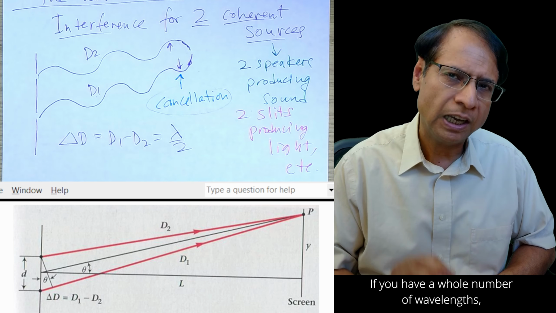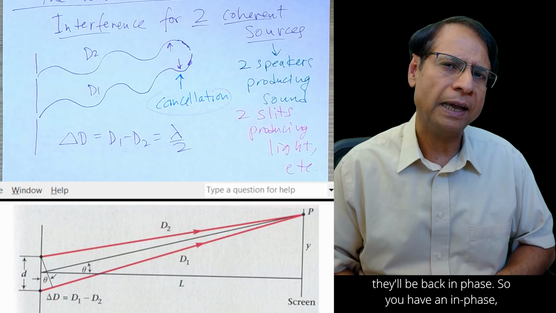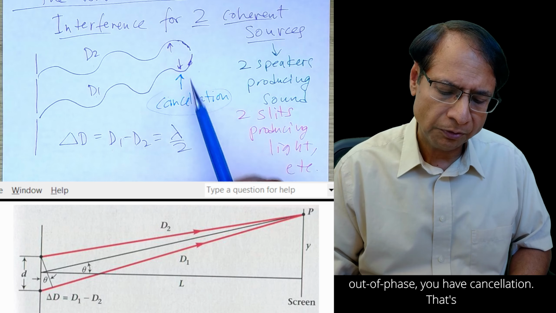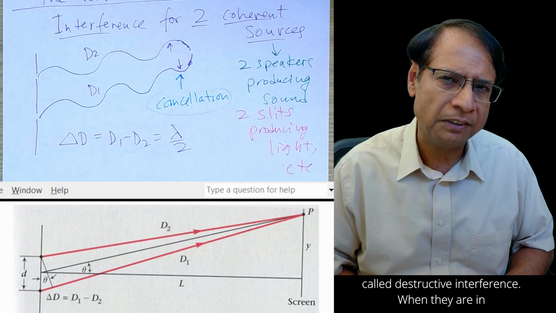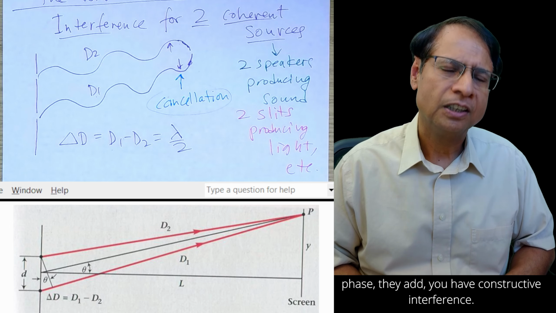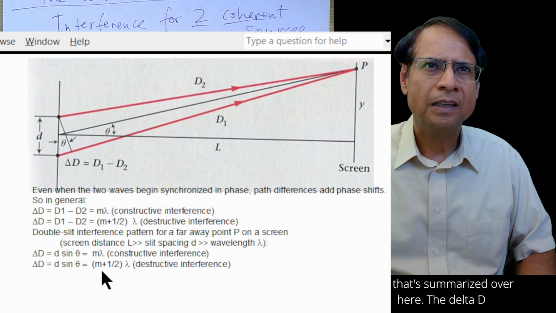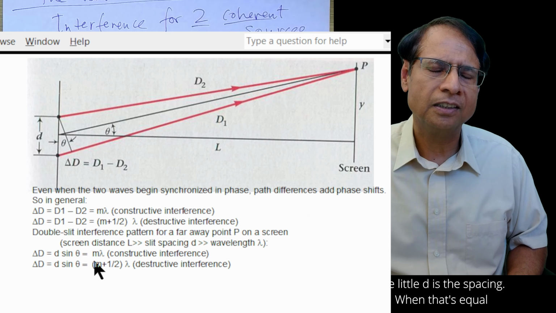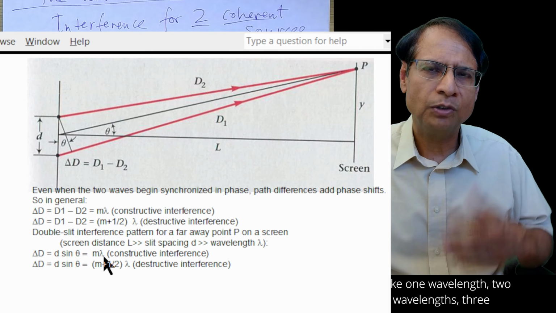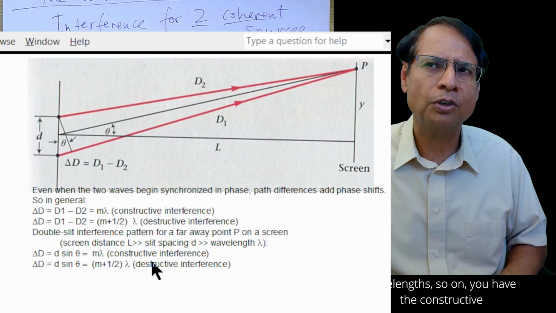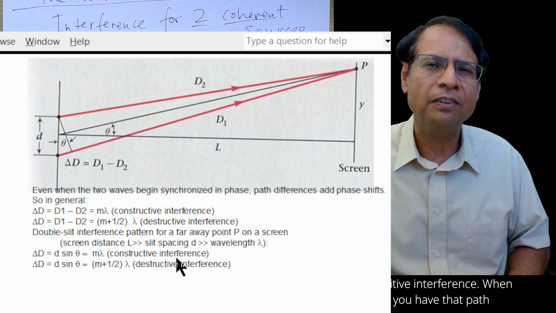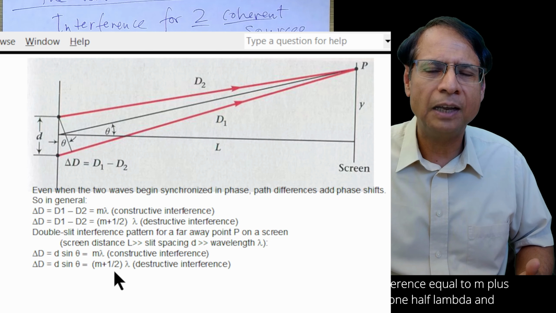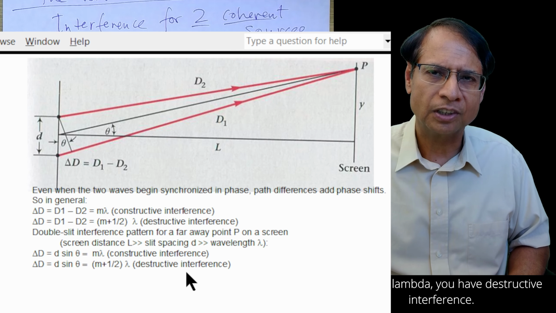Anytime this path difference is more than that by an extra half wavelength, you'll have cancellation. If you have a whole number of wavelengths, they'll be back in phase. So you have an in phase, out of phase condition. When you have out of phase, you have cancellation. That's called destructive interference. When they're in phase, they add, you have constructive interference. And that's summarized over here. The delta D path difference, which is equal to d sine theta, where little d is the spacing. When that's equal to 1 wavelength, 2 wavelengths, 3 wavelengths, and so on, you have the constructive additive interference. When you have that path difference equal to m plus 1/2 lambda, an extra half lambda, you have destructive interference.